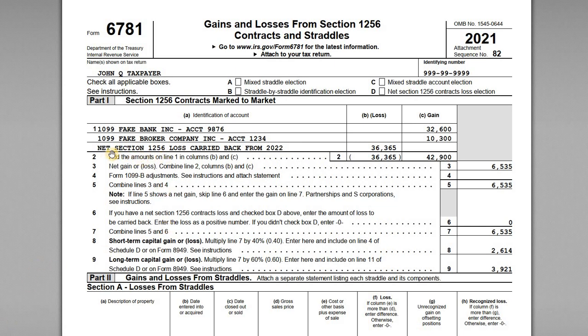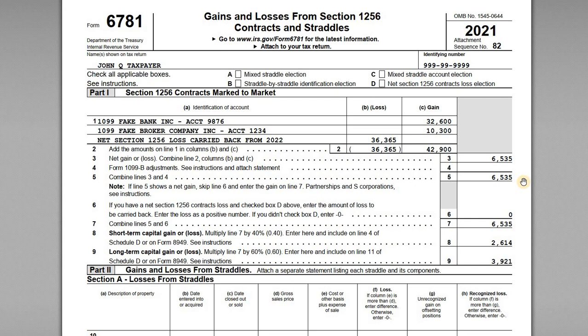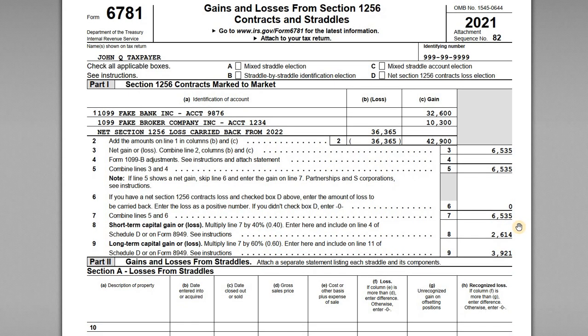But now we have, again, another entry here, net 1256 loss carried back from 2022 for $36,365. Now that we have the loss inputted there, look at the adjusted amounts for the year. So the net amounts, the net gain for the year, rather, now is $6,535. And then when we do the 60-40 split, we've got 40%.